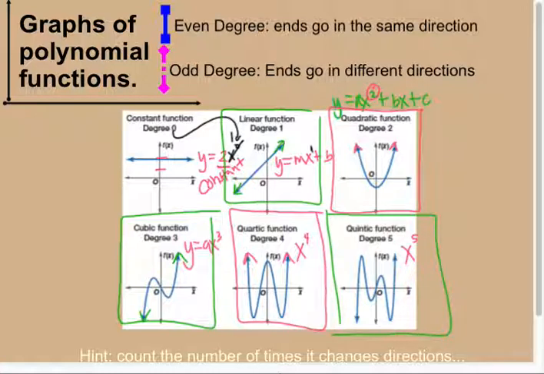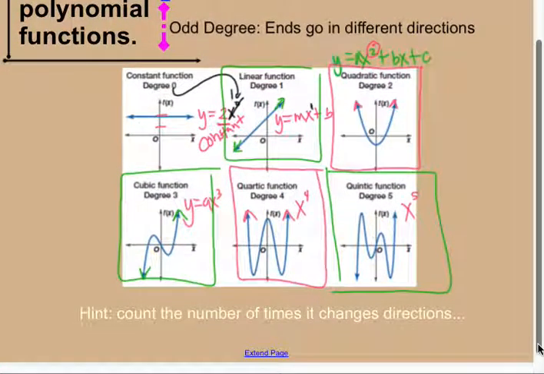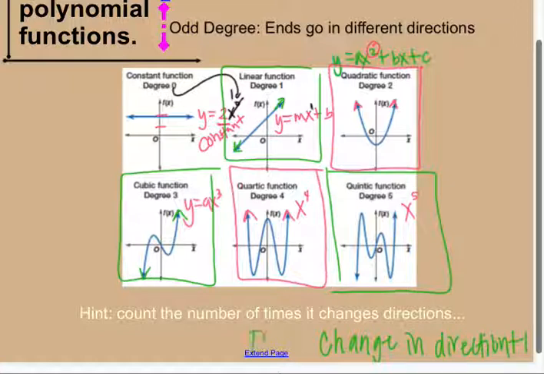Another thing that helps to figure out the degree: it says count the number of times it changes directions. So what you would do is count the number of changes in direction, and then you would add 1. That would give you the degree.